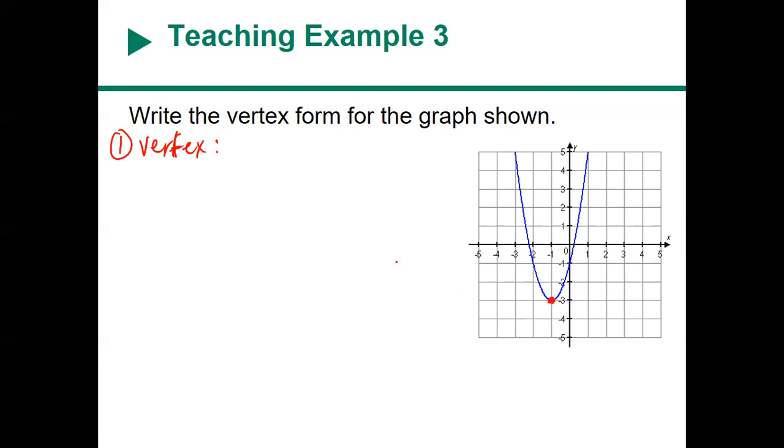-1, 3. So -1, -3 is our vertex. Agree? Okay, that's step 1. Questions, comments, or concerns?